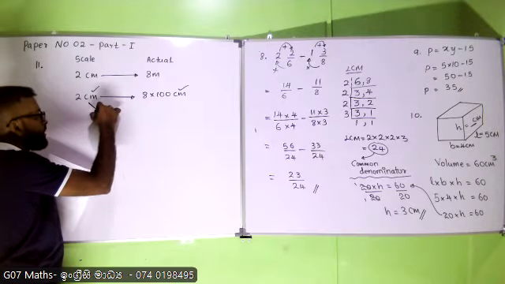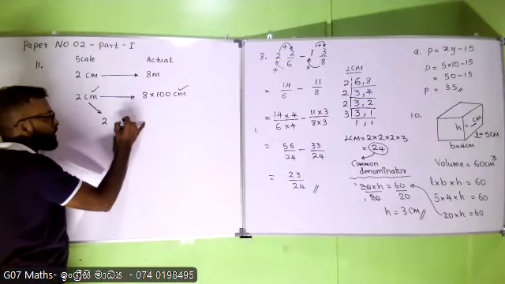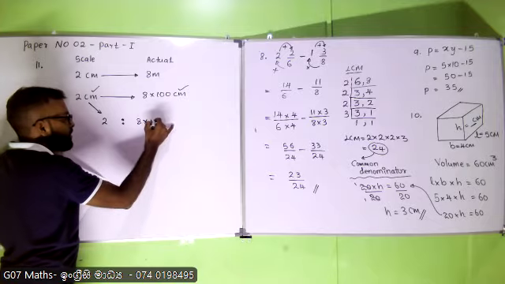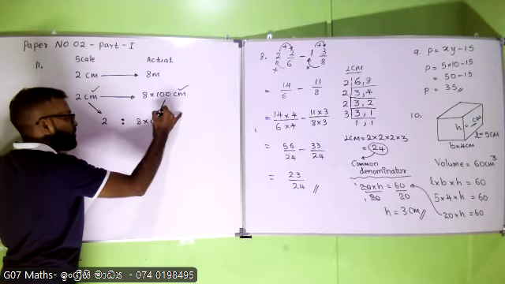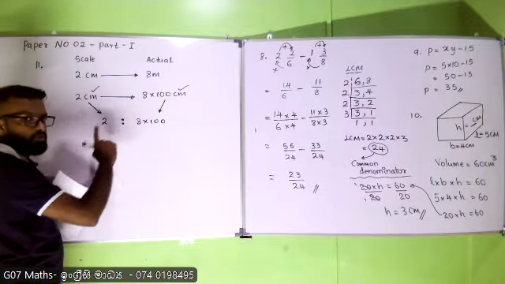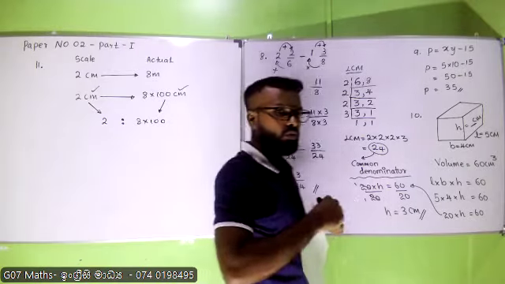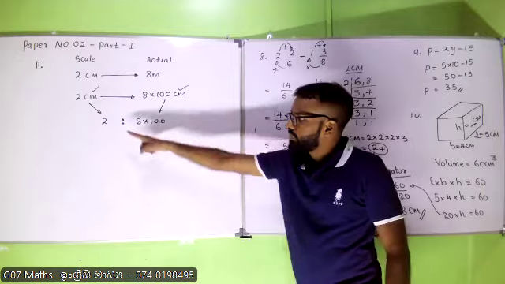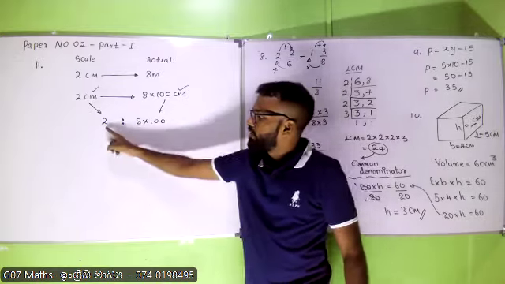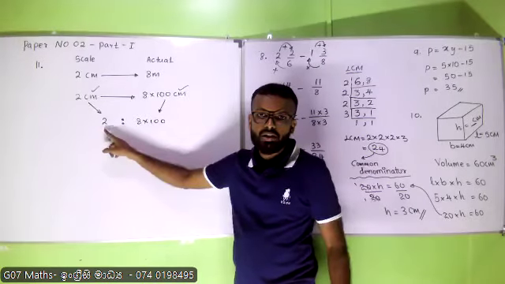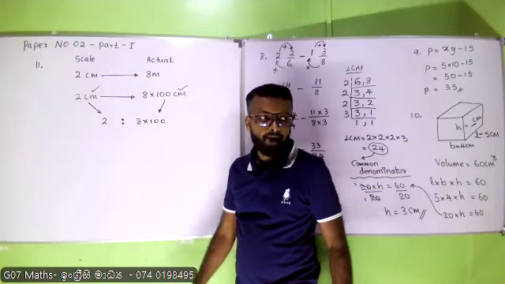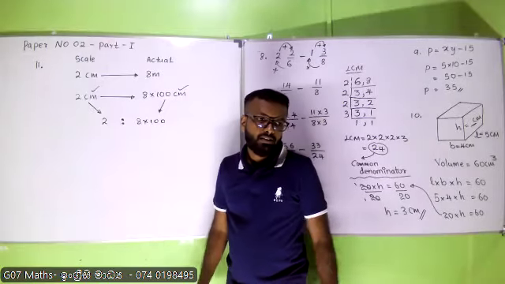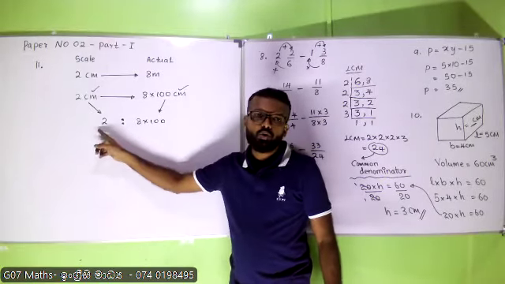2 to 8 into 100. This is the ratio in column form, right? Is this the simplest form, or can you simplify it further? Like previously, we divide both sides. So we can divide this side by which number, and this side by which number? What is the common factor for both sides? Which number are you going to divide both sides by?